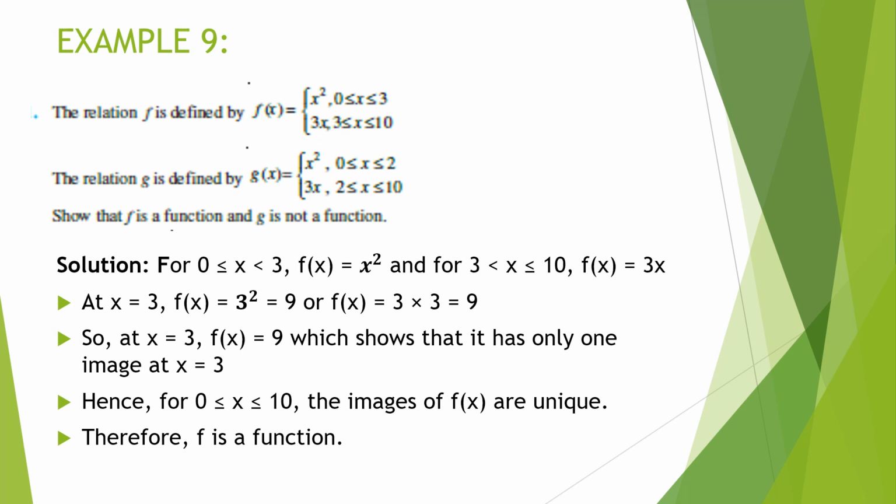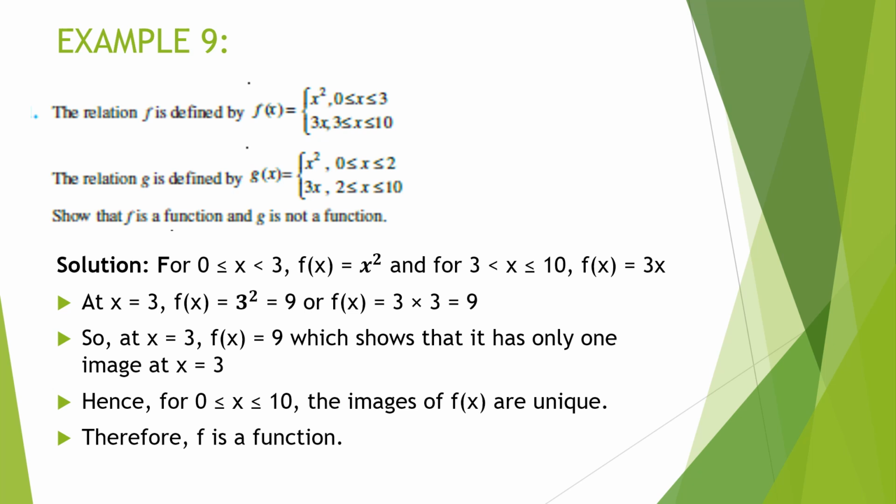Example 9. The relation f is defined by f of x equals x square if x is between 0 and 3, and 3x if 3 less than or equal to x less than or equal to 10. And the relation g is defined by g(x) = x square, 0 less than or equal to x less than or equal to 2, and 3x if 2 less than or equal to x less than or equal to 10. Now over here we have to check whether they are functions or not.